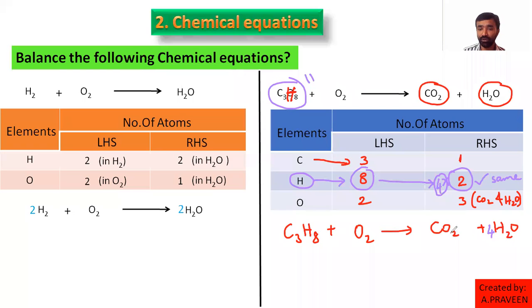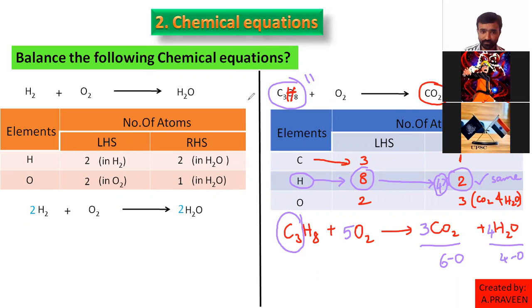But don't write it yet, because I need to balance carbon also. Here, if I change the count of carbon same as LHS side, 3 carbons, 3 times 2 is 6. Totally here, 6 oxygens, and here 4 oxygens. It became 10. So I'll put 5 as coefficient before oxygen. Is it clear, everyone?